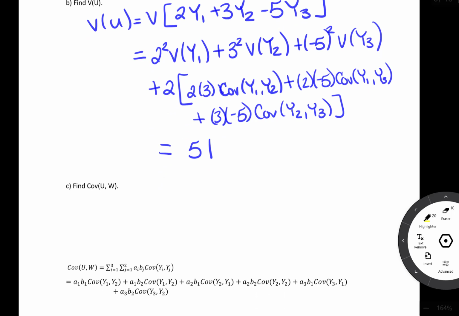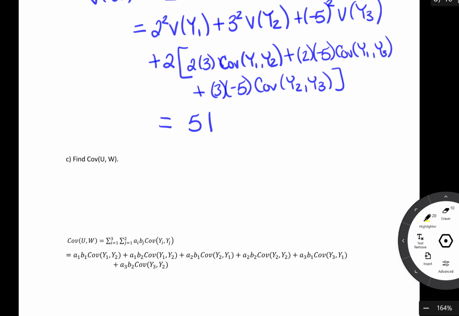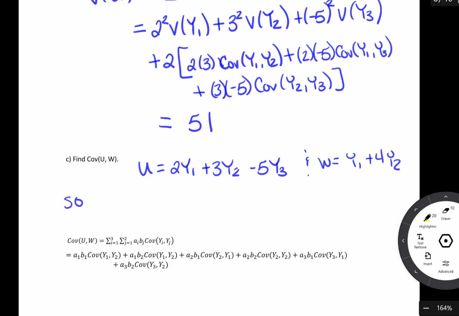And then finally, we could find the covariance of u and w, which are those 2 functions that are defined up above. So just to have it on this page, we've got that u is equal to 2y1 plus 3y2 minus 5y3, and w was equal to y1 plus 4y2. So in terms of our constants, notice here that a1 is equal to 2, a2 is equal to 3, a3 is equal to -5, b1 is equal to 1, and b2 is equal to 4.